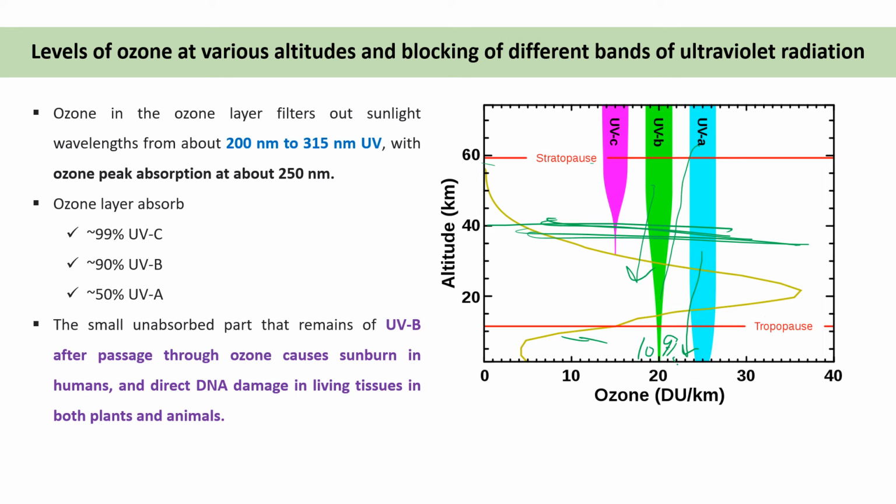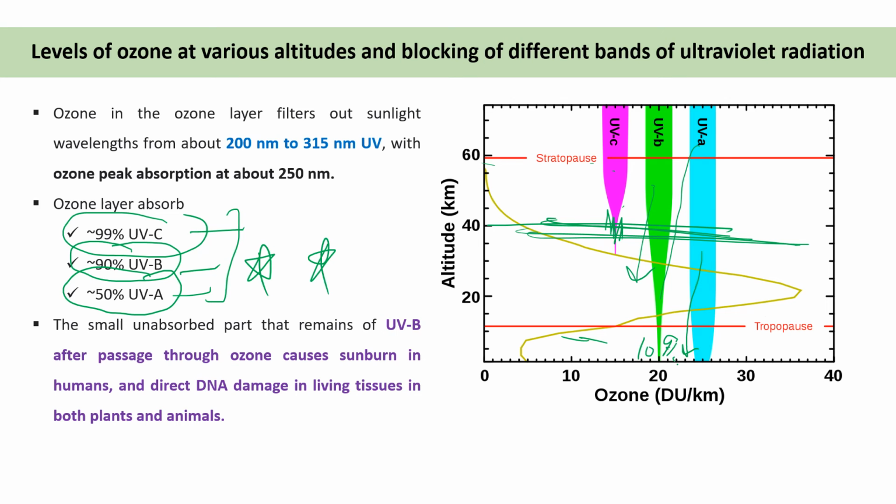And we can say more than 99% of UVC radiation is absorbed by the ozone layer. So UVC radiation reaching the surface is very little. But when there is ozone hole formation, meaning the thickness of the ozone layer is very low, reduced, in that case UVC radiation also reaches the Earth's surface. That's why there are more chances of skin cancers. So here you can see 99% of UVC is absorbed by the ozone layer, more than 90% of UVB, and almost 50% of UVA radiation is absorbed by the ozone layer.